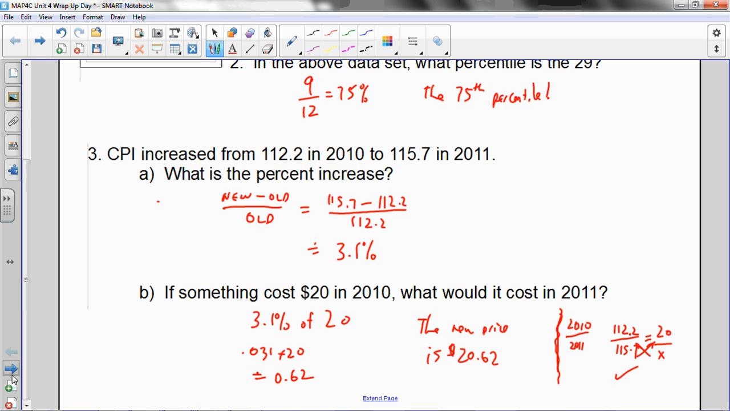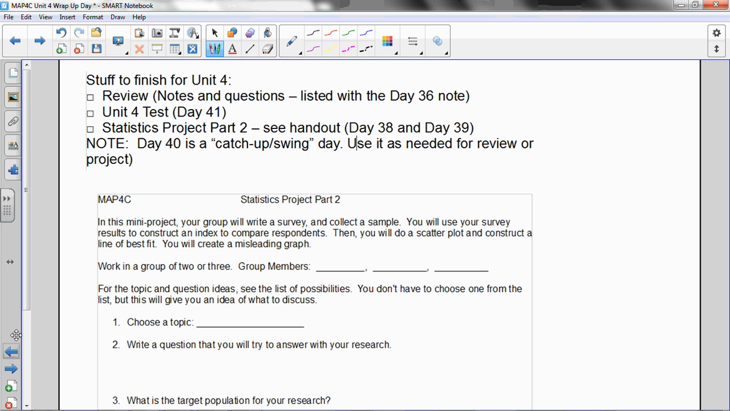That's the 3-minute review. And now I wanted to chat a little bit about this project. There's 3 things that we're going to finish off this chapter with: some review, which was on the day 36 note. You've probably started that already, I hope. The test, which is going to be in a couple of days from now. And the project. We got 2 days allotted for this project, and I'm going to talk about this project.